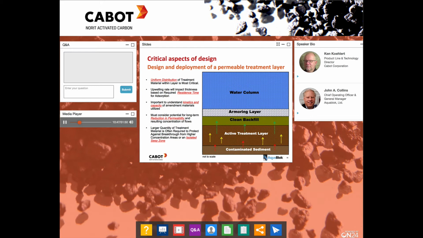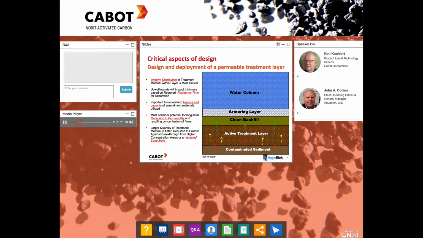The first, and probably the most important, is uniform distribution of the activated carbon within the sediment or the capping layer. It's important to understand this is a contact sport. In other words, contamination must be in contact with the activated carbon for the adsorption process to take place. As a result, residence time will determine contact time. This is an issue related to the speed of upwelling. That means that the thickness of the layer may need to be increased to provide sufficient contact time between the contaminants and the activated carbon.